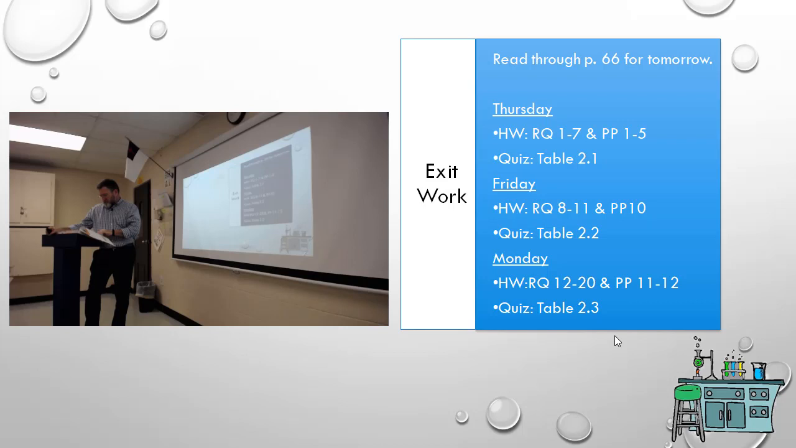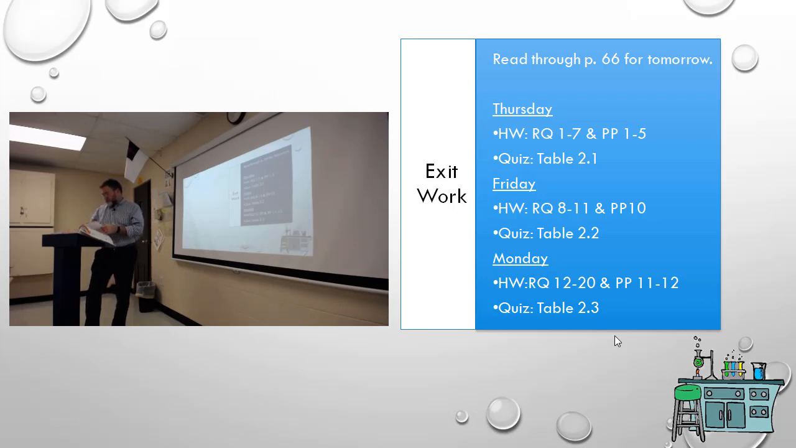Table 2.2 are the prefixes. So mono means 1, di means 2, tri means 3, tetra means 4, penta means 5. It goes from 1 to 10. So anticipate on Thursday a quiz on the IDE names, on Friday a quiz on the prefixes, and on Monday, that's the one you should have been working on already that I told you about last week.